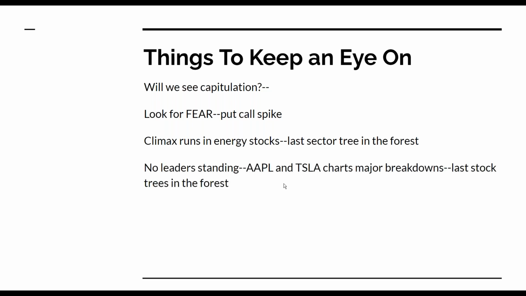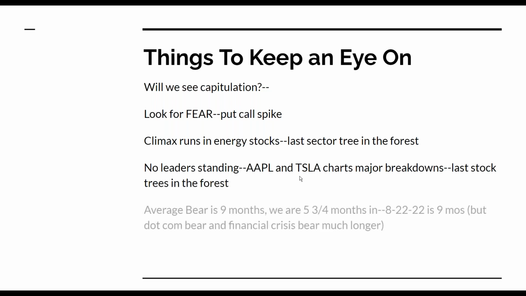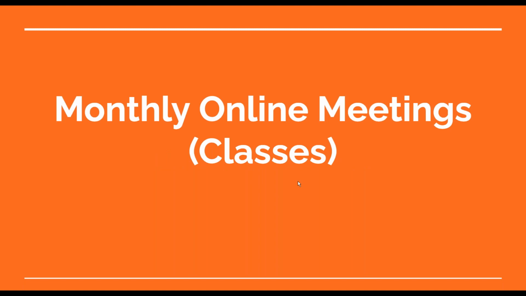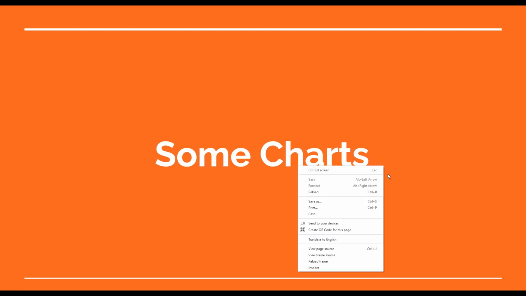We're seeing really not leading stocks. Apple and Tesla, I think, were the last two. I think they've been chopped down. Charts are broken down. Average bear market's 9 months. We're about 5 3/4 months in. That's not exact at all, but it's still something to be aware of. So let's look at some charts.